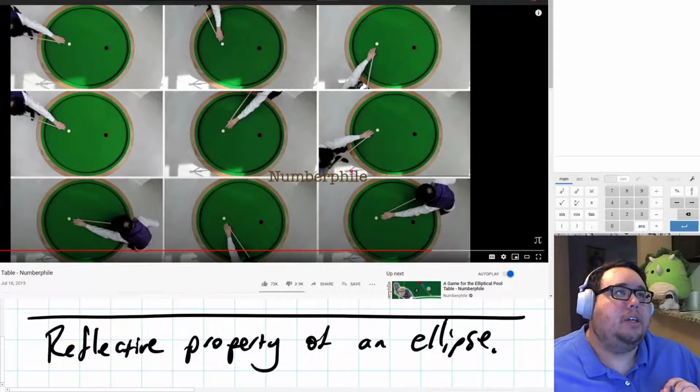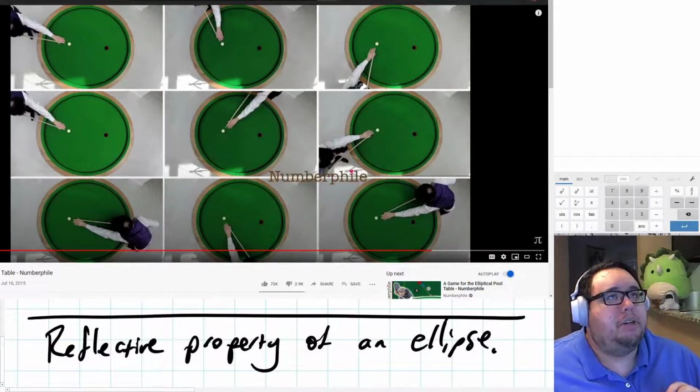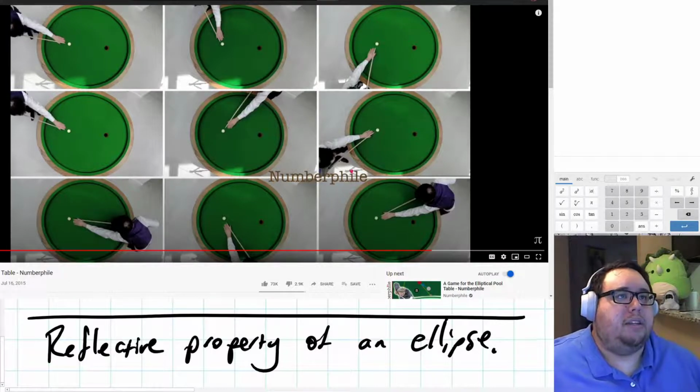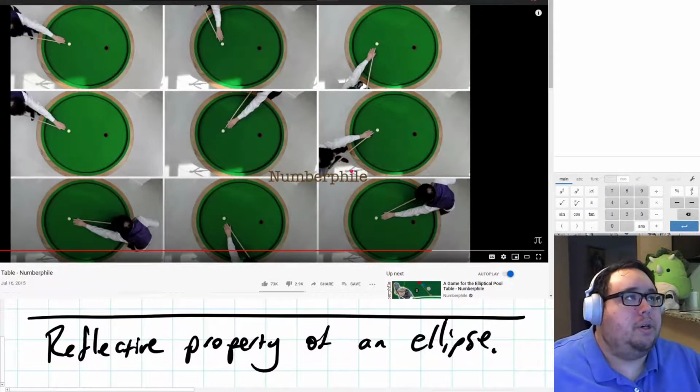And the cue ball is placed at one of the focuses of the ellipse, and the pocket is at the other focus of the ellipse. And the reflective property of the ellipse, and I'll write this down in just a second, says that if you reflect a ray off of any point on the edge of the ellipse from one focus, it will always reflect directly back to the other focus. And we can watch this in action.